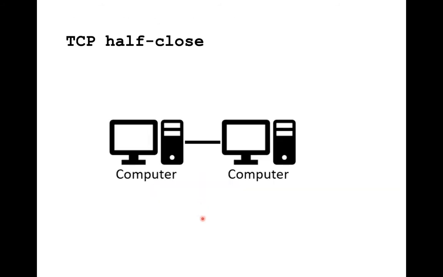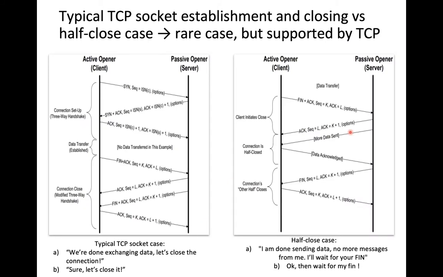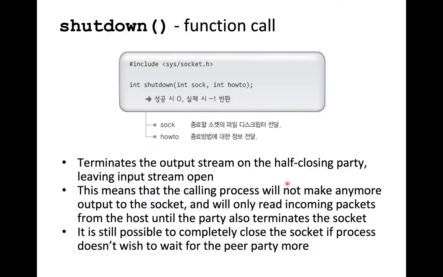But if you want to just finish the connection in one direction, and keep sending from the other direction, in that case we have the shutdown function call. With the shutdown function call, we shut down the socket from one side, and it also tells how to shut down that socket. So it terminates the output stream on a half-closing party, which means that the former will just finish sending its data, but the latter can still keep sending the data.